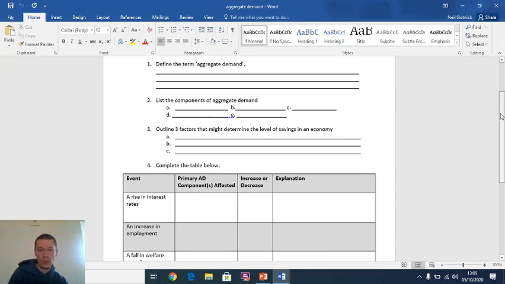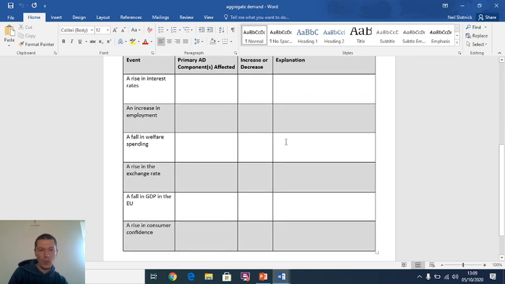But this table is the important bit, okay? You've got 1, 2, 3, 4, 5, 6 things. All I want you to do is to write down which part of AD, C, I, G, X, or M is going to be affected. There's usually only going to be one. Will that cause AD to increase or decrease? And then tell me why.